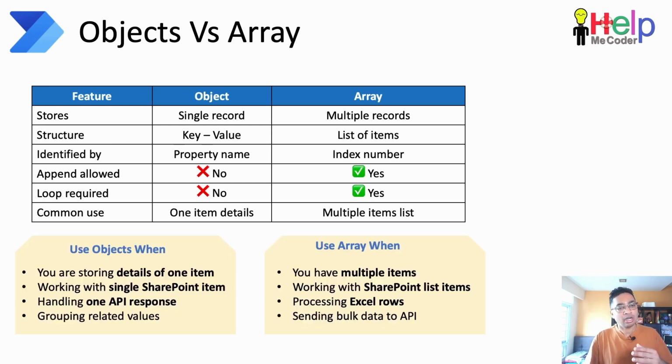Common uses for objects and arrays are as follows. Objects are used when storing details of one item, as I mentioned, like working with a single SharePoint item or handling one API response. But when we talk about arrays, it is about multiple items: multiple SharePoint list items, multiple Excel rows that you are processing. So these are the differences between objects versus arrays.